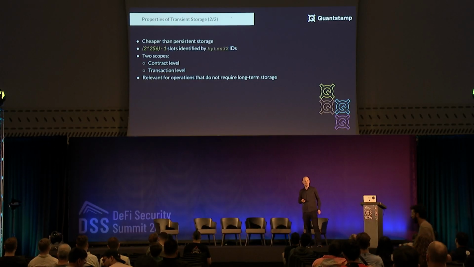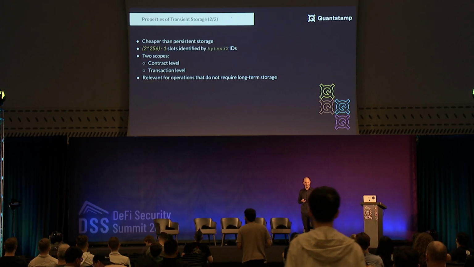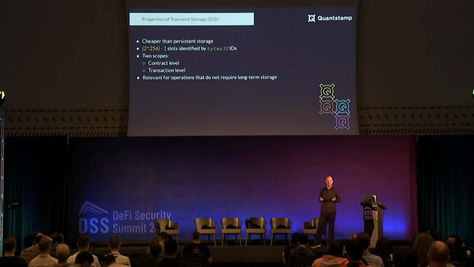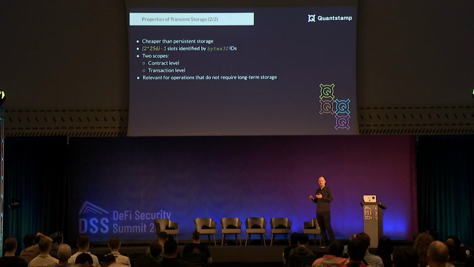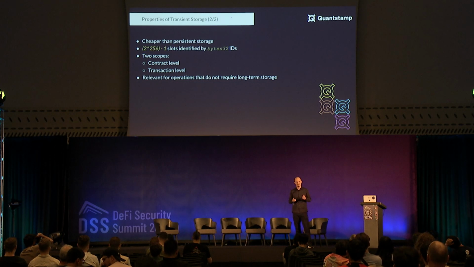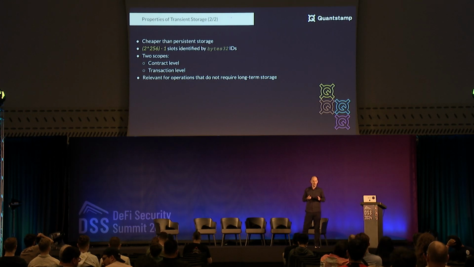It's cheaper than persistent storage. Each slot is identified by a bytes32 identifier. And you can keep in mind that it has two scopes. First scope is at the level of the contract, because only the contract can access its own transient storage, and you need a dedicated view function to make it accessible to other contracts. Second scope is at the level of the transaction, because transient storage only exists until the end of the transaction, and at the end of the transaction, it is set back to 0.